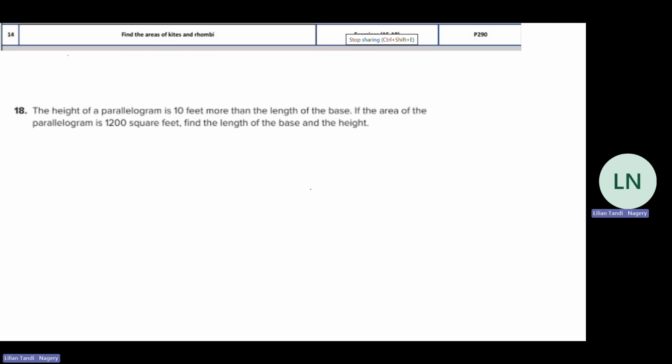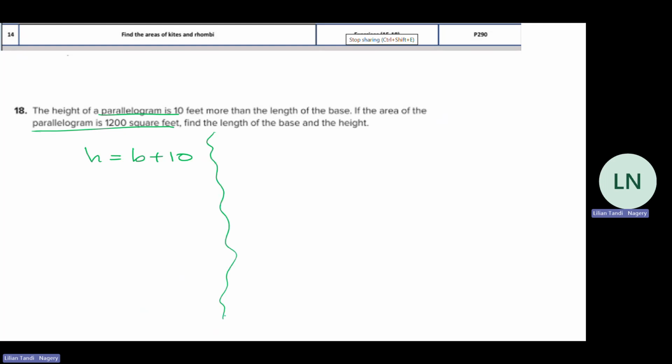The height of a parallelogram is 10 feet more than the base. So how do I write that? Height is 10 feet more than the base. And we are talking about parallelogram. Now, if the area of the parallelogram, so we need area of parallelogram.